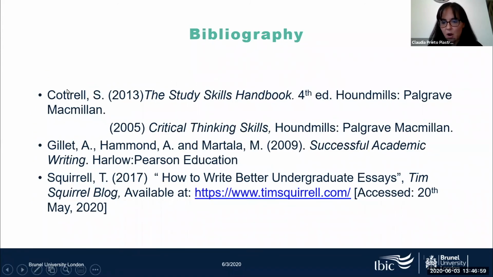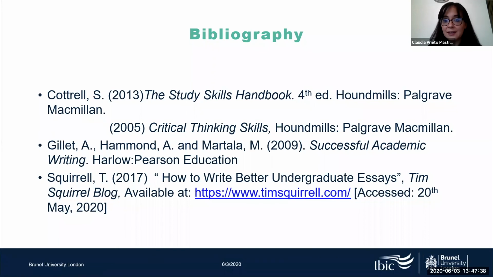So in terms of the books that you were asking about, some bibliography: first, if you want to get right into it right now, go to this blog, okay? Tim Squirrel has a PhD from Oxford University. He used to be a GTA, and he has been writing about how to write better essays as an undergrad, okay? This is excellent, and he has a video that explains it. I really, really recommend it, okay? You can see in the presentation some quotes that I took from him.